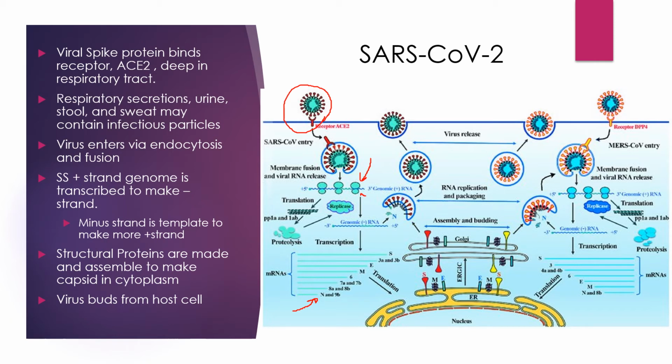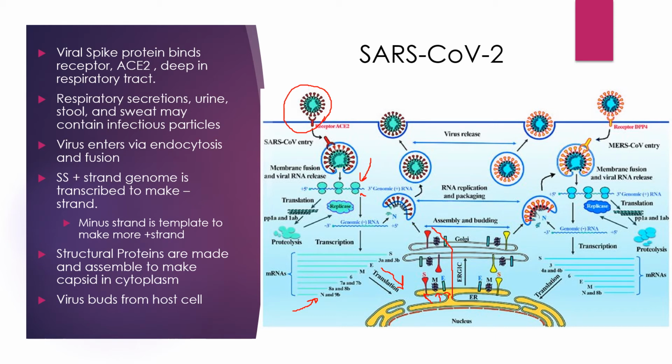As those proteins are made, they get inserted into the lumen of the ER, and they're going to move from the ER through the Golgi intermediate compartment. So that's what's going on here. You see the S, for example, that's the spike protein. M is the membrane protein. E is the envelope protein. They start out here in the ER and they're moving through the Golgi.